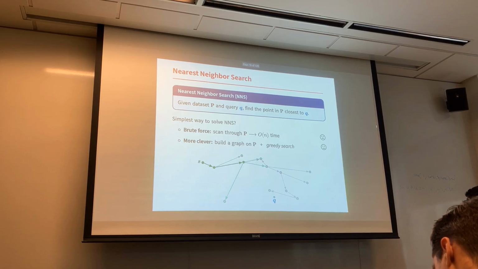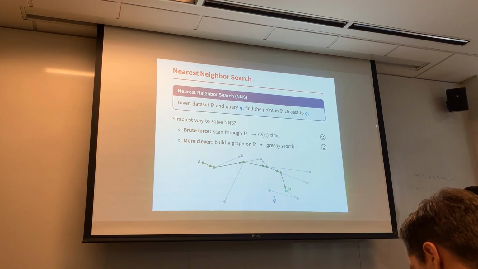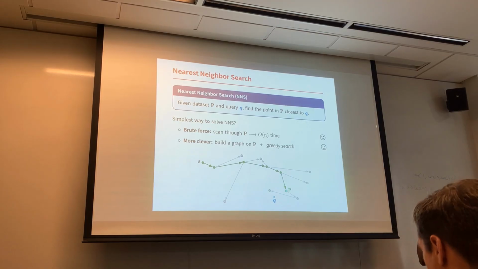And I'm going to keep repeating this process until I finally arrive at this point P, where I still have an out neighbor that takes me to the bottom right, but that would move me further away from the query. So I'm going to stop at P, and I'll report P as my candidate nearest neighbor.